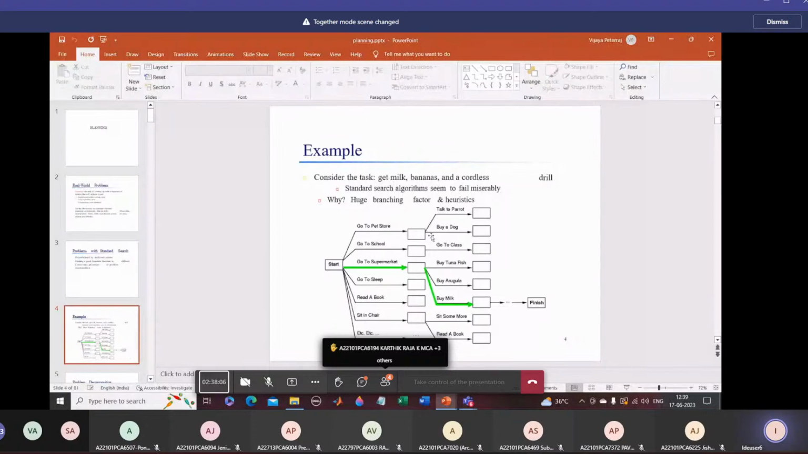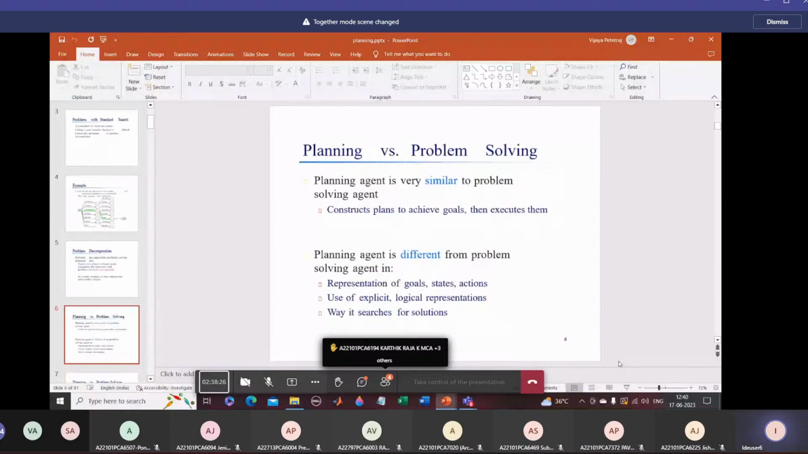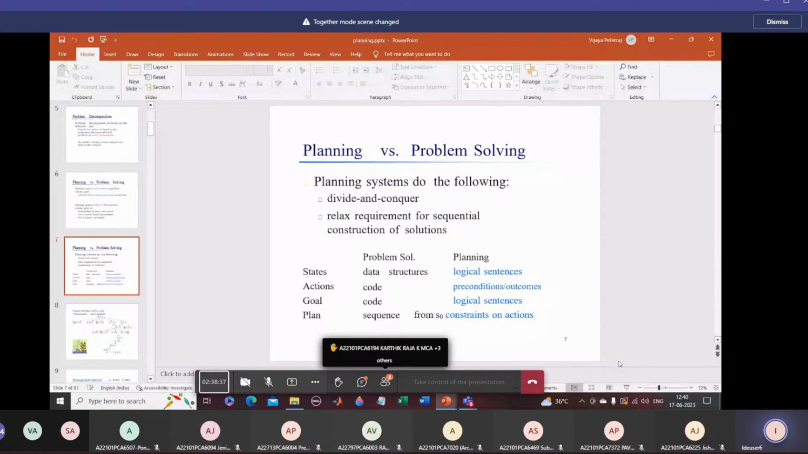If you want to buy a parrot, what are you supposed to do? You have to go to a pet store. So many facts are there, so you have to decompose the problem. And you should have some planning agent, similar to your problem solving agent. The planning agent is different from the problem solving agent. This is the difference between problem solving and planning.